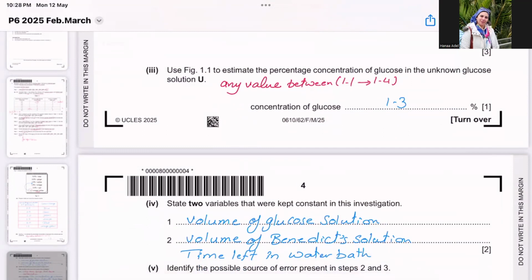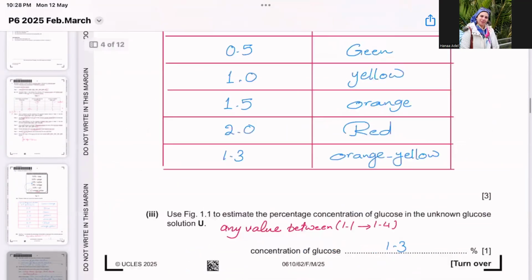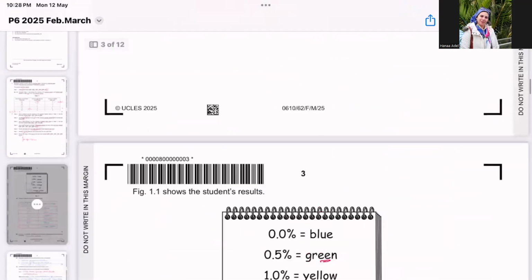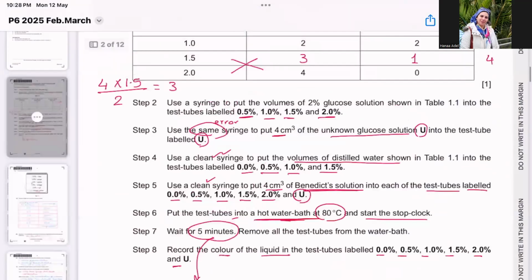Identify the possible source of error present in step 2 and 3. We have to return back to step 2 and 3. Step 2.